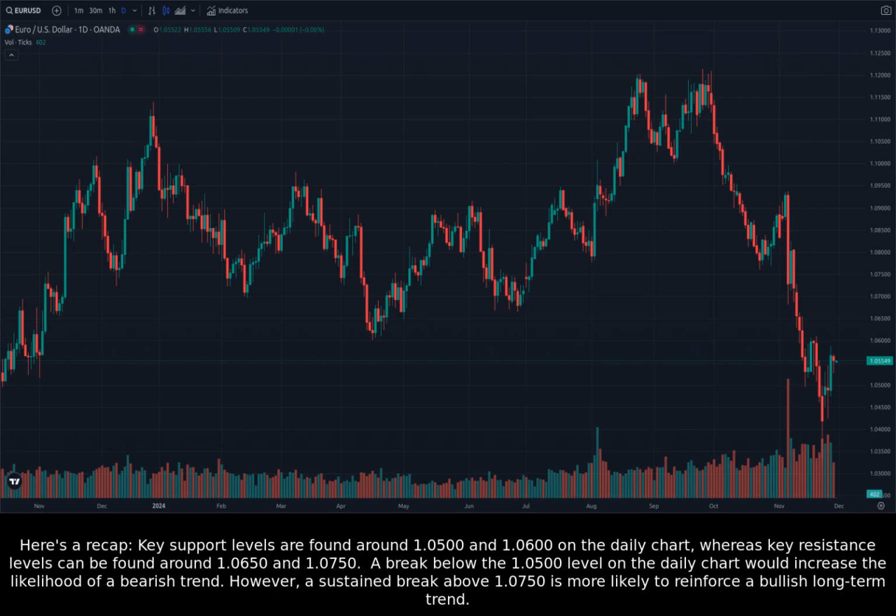Here's a recap. Key support levels are found around 1.0500 and 1.0600 on the daily chart, whereas key resistance levels can be found around 1.0650 and 1.0750. A break below the 1.0500 level on the daily chart would increase the likelihood of a bearish trend. However, a sustained break above 1.0750 is more likely to reinforce a bullish long-term trend.